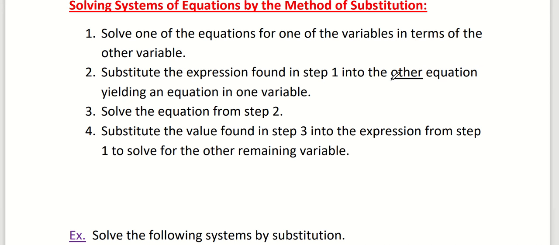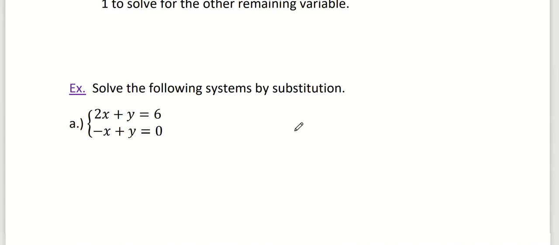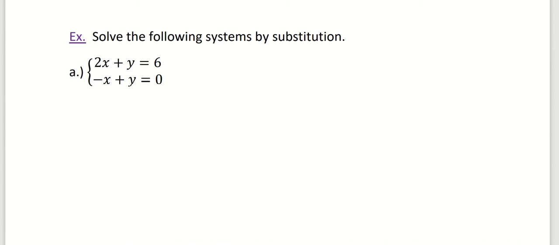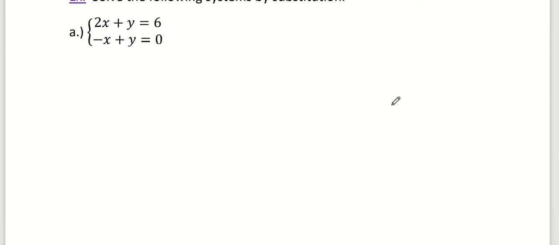You will then take the expression that you found in the first step and substitute it into the second equation. This will result in a single equation that has one variable in it. We can solve that equation for the one variable, and then take that value, plug it into one of the previous expressions in order to find the value of the other variable. So let's take a look here. In example A, we want to solve the system 2x plus y equals 6 and negative x plus y equals 0.